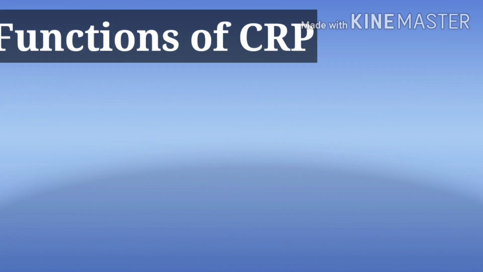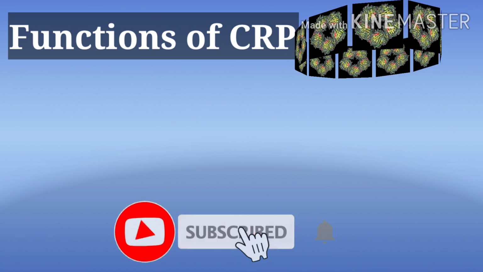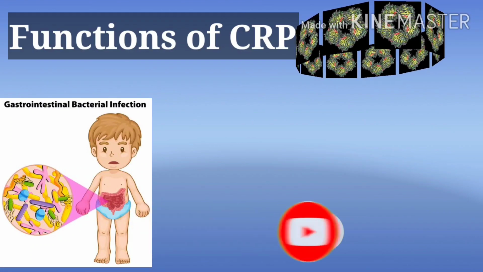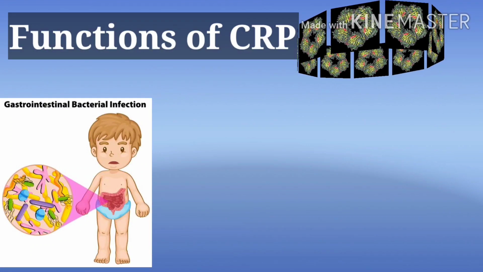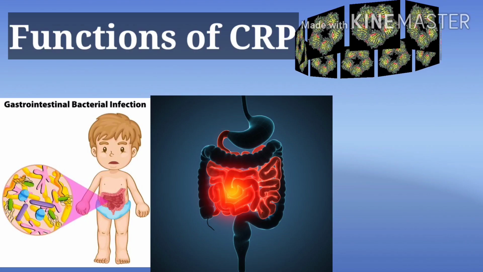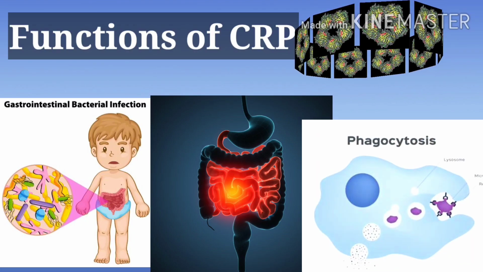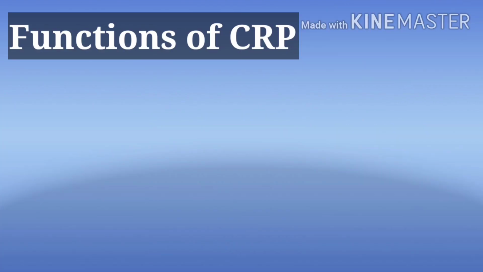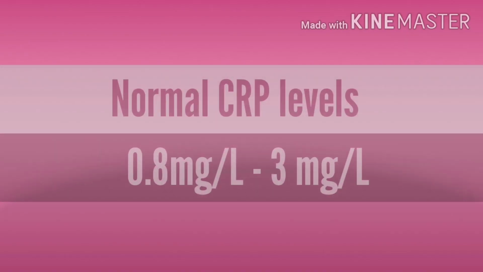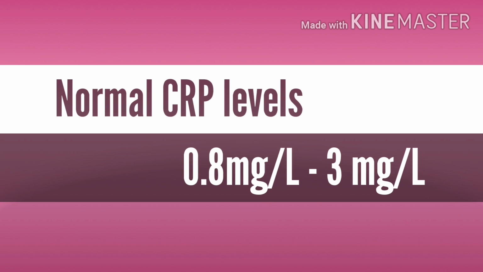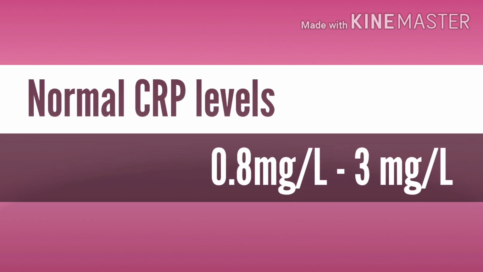Coming to the functions of CRP, CRP has many functions like anti-infective properties. It removes the infection by phagocytosis and it has anti-inflammatory properties, and CRP also has scavenging action. It removes the dead cells in our body. These are all about the functions of CRP. Coming to the normal CRP levels, normally CRP levels range from 0.8 milligrams per liter to 3 milligrams per liter.